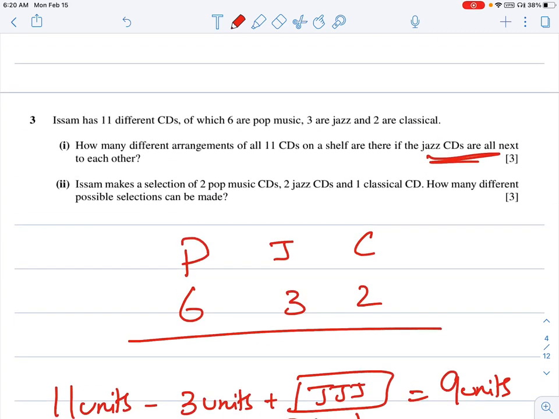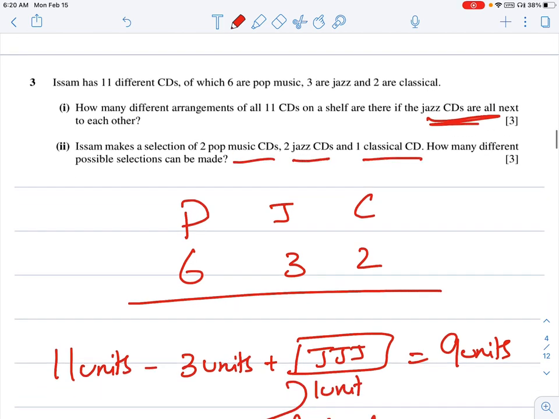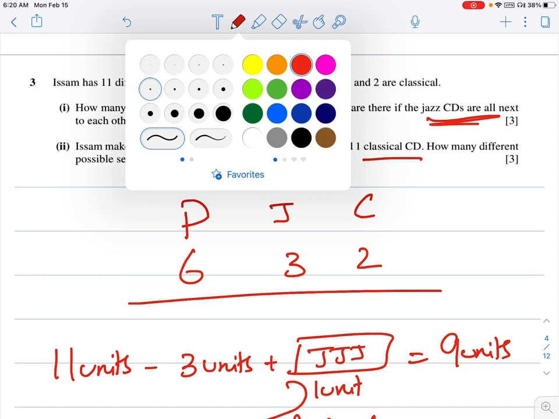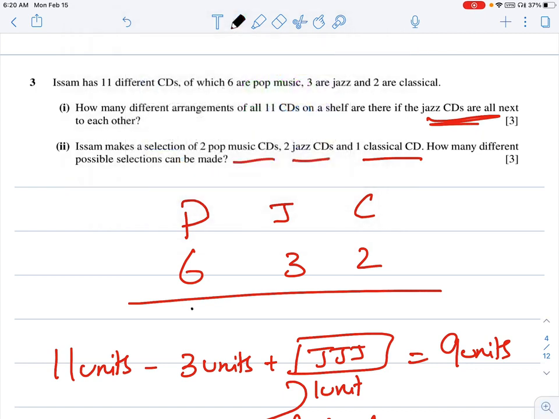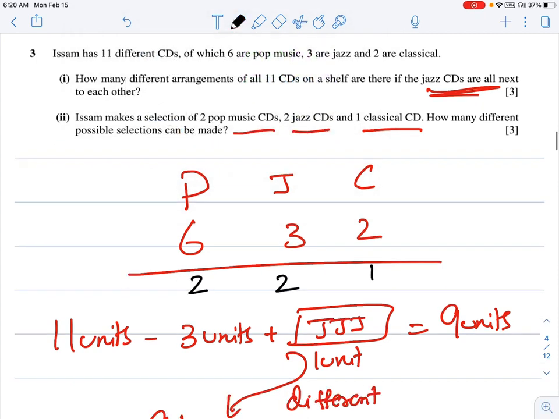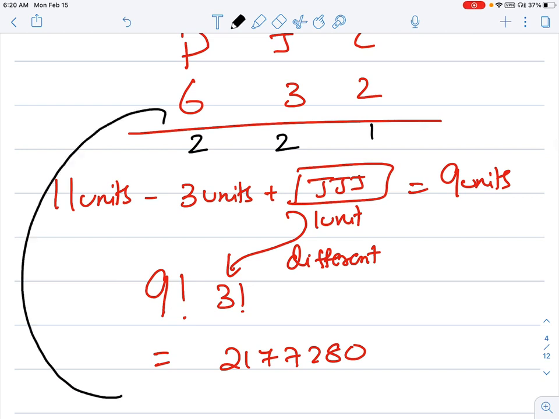Isham makes a selection of 2 pop CDs, 2 jazz and 1 classical. So how many ways does he choose? He chooses 2, 2 and 1. So it becomes 6C2 times 3C2 times 2C1, which is 90.